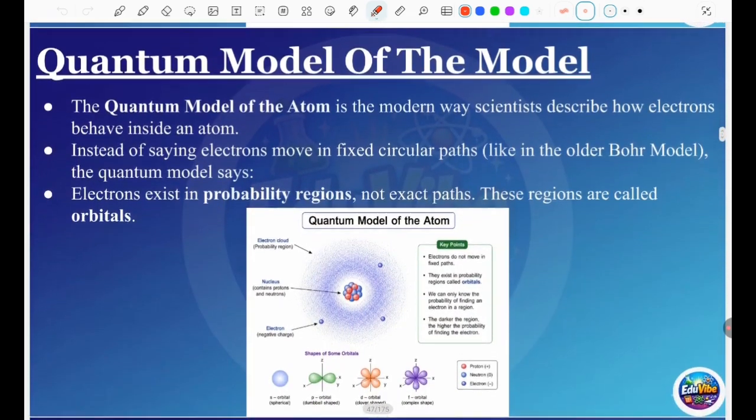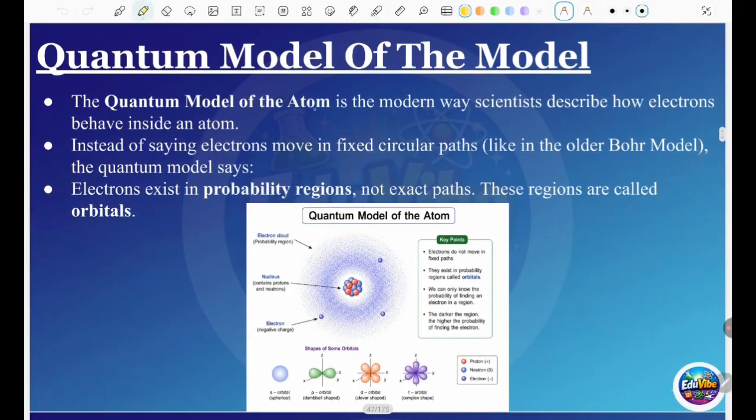So, the quantum model of the atom is a modern way scientists describe how electrons behave inside an atom. Inside the atom, how the electrons behave, that model is called the quantum model of the atom. Instead of saying electrons move in fixed circular paths like in the older Bohr model, the quantum model says electrons exist in probability regions, not a fixed path. These regions are called orbitals.